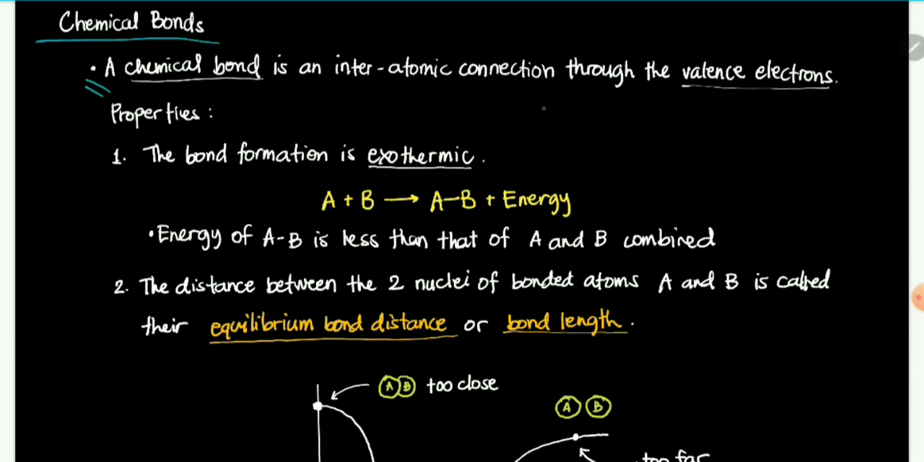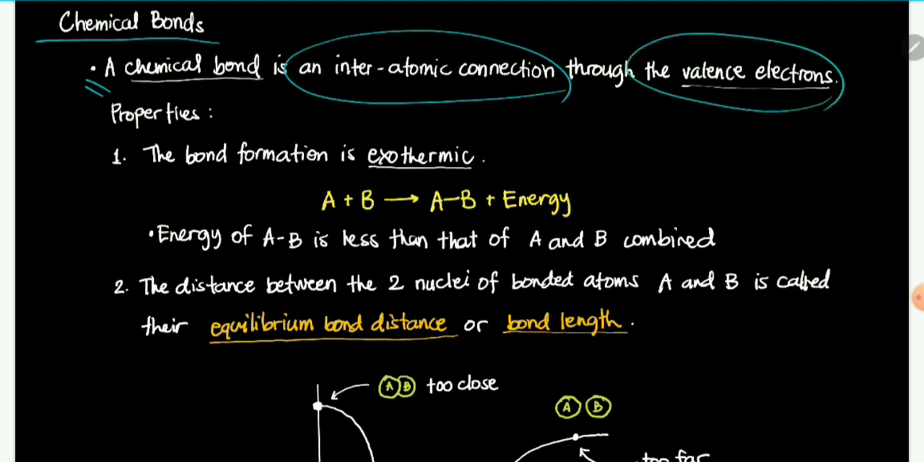A chemical bond is an interatomic connection through the valence electrons and valence orbitals, of course. So pwede tayo magkaroon ng mga overlap ng ating valence orbitals, pwede tayo magkaroon ng sharing ng electrons, okay? So those types of interactions are dependent on the nature of the atoms that are involved kapag ka nagbabond. Okay? So, we have some properties.